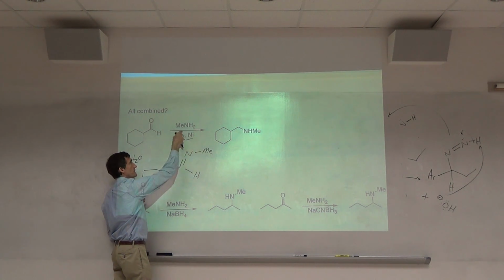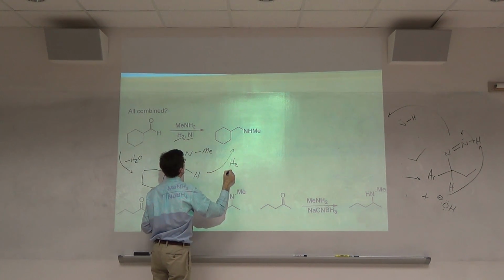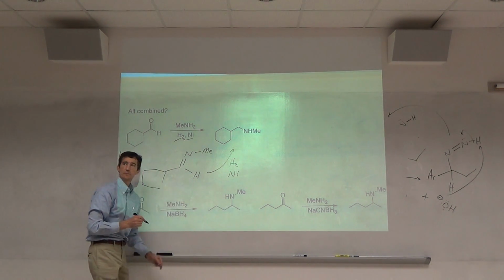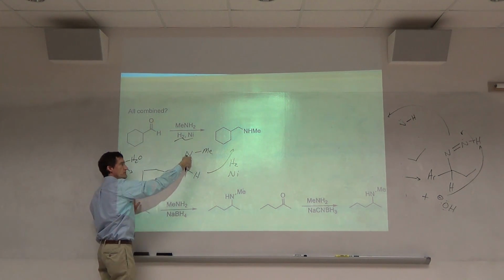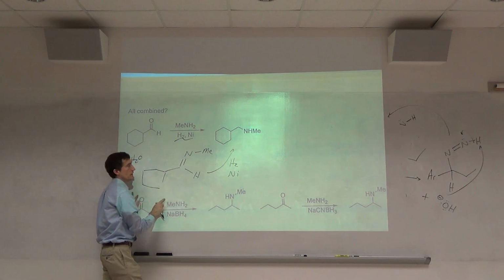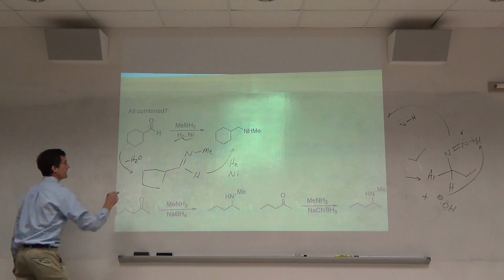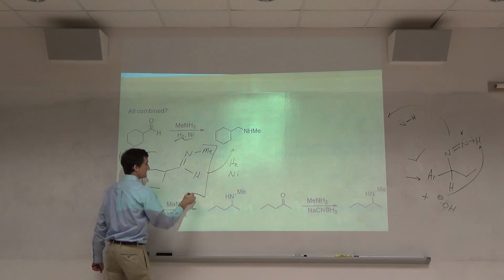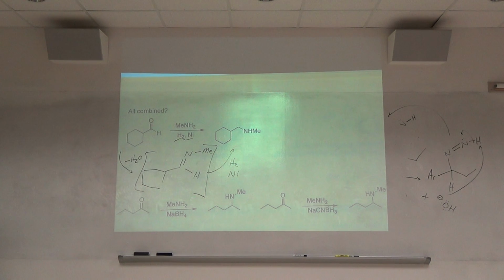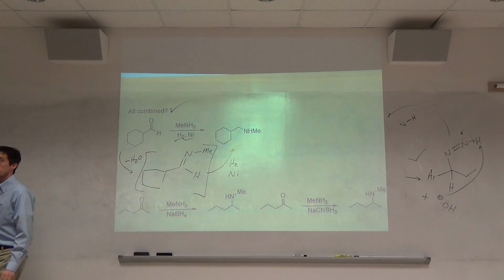Now, what can this component now do? Nickel, platinum, palladium, your choice, will reduce this just like an alkene. What do you get? CH2, NH methyl. So in this sequence, this would not be isolated. Brackets mean it's not isolated, but it just continues on, all combined. It is very common to have just this combined sequence.